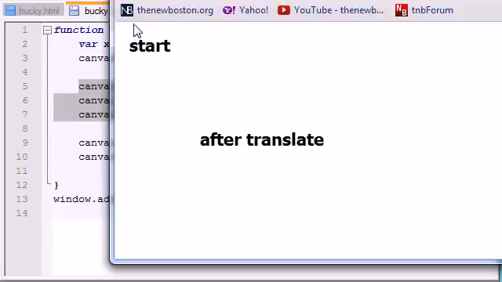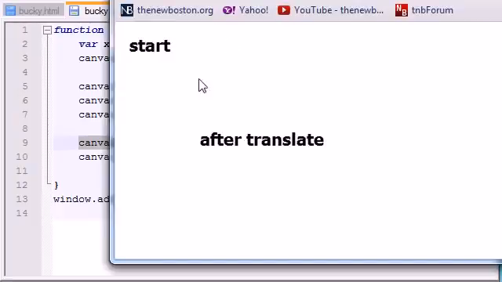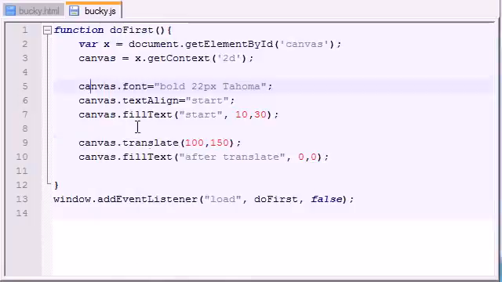So it went over 10, down 30, and it drew start. And then its next mission was to move the canvas 100 to 150. So it took the canvas and it moved it down here, but this didn't move with it. That job is already done. The computer program is done with that piece. It doesn't go back and fix things. It works from the top down.